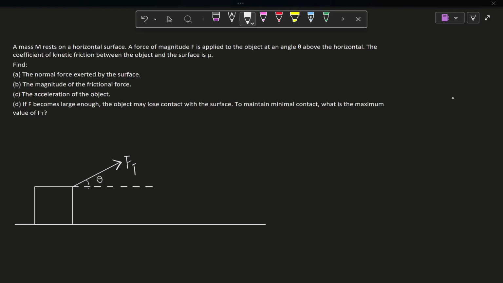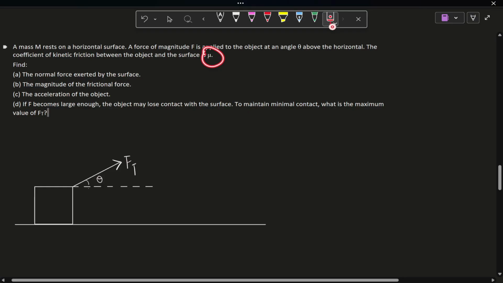A mass m rests on a horizontal surface. A force of magnitude F is applied to the object at the angle theta above the horizontal. The coefficient of the kinetic friction between the object and the surface is mu. Find A. The normal force exerted by the surface.